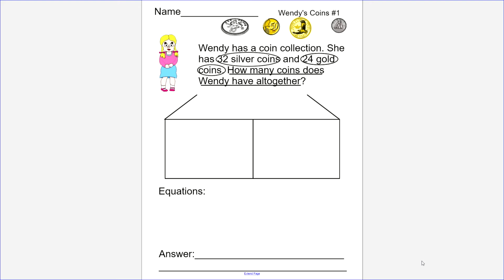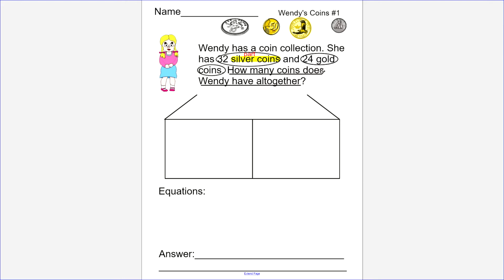Well, I noticed that the first piece of information has the keywords silver coins. Silver coins helps me determine that this is a part because I know that we're trying to figure out how many coins there are all together, so silver coins are just part of the coin collection. She has other coins too. Silver coins are just some of them.